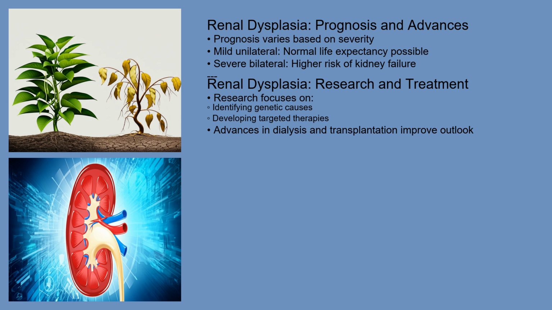Recent research has focused on identifying the genetic causes of renal dysplasia and developing targeted therapies to improve kidney development. Additionally, advances in dialysis and transplantation have significantly improved the long-term outlook for individuals with kidney failure. We are consistently learning new information that will lead to improved lives for those affected by renal dysplasia.